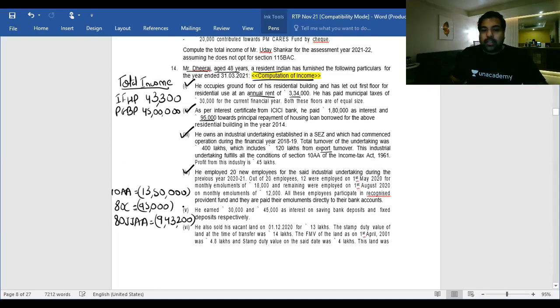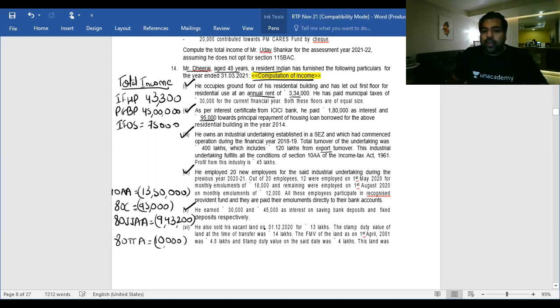So that's another one. He earned 30,000 and 45,000 as interest on savings bank and fixed deposit. So that is IFOS. I'm just writing IFOS 30 and 45, so 75. And immediately, guys, I will write 80TTA. Why TTA? Because he's 48 years, so he'll get 10,000 maximum under TTA.